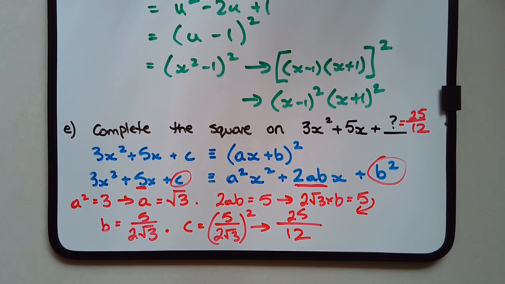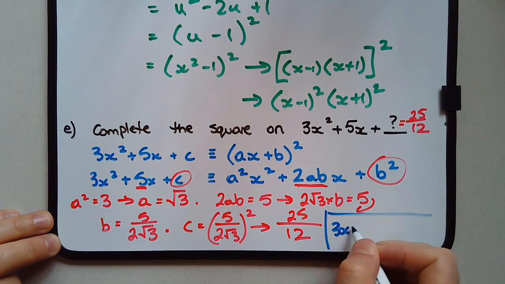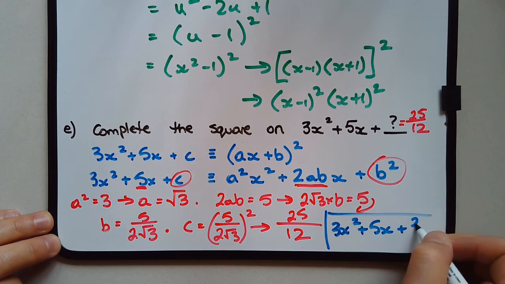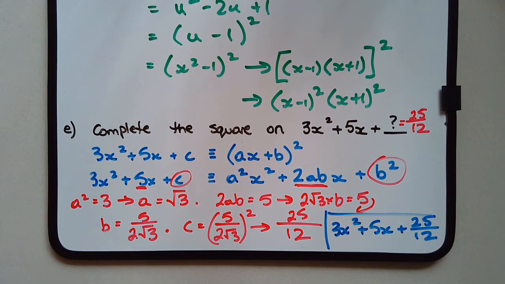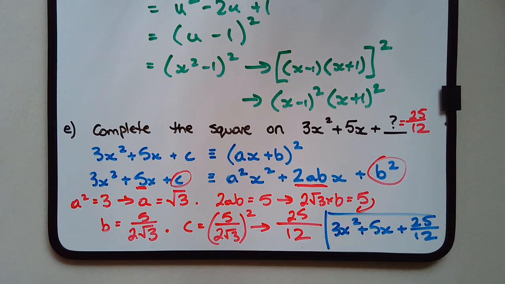So writing then the expression as a perfect square, it is 3x squared plus 5x plus 25 over 12. And so we've completed the square. And the b term, if we were to put it in brackets, is 5 on 2 root 3.